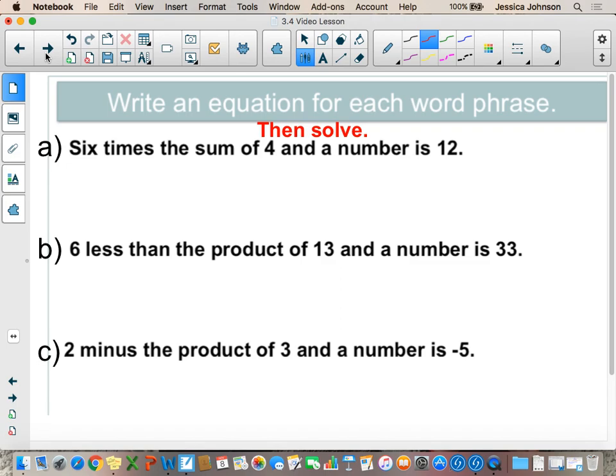All right. Now we're doing the same thing, but it says then solve. So make sure you're paying attention to directions in your assignment for today. I also threw in the then solve. Okay, so now I'm solving these equations.